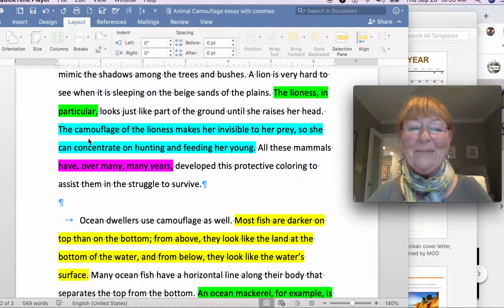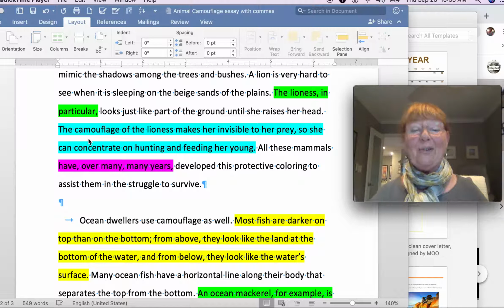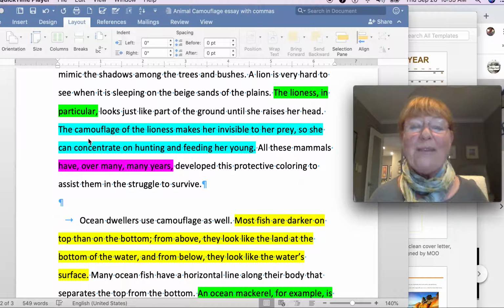More green here. The lioness, comma, in particular, comma. Once again, you've put some words in between the subject and the verb. The subject is the lioness. The verb is looks. And you threw in particular in between those. When you put those words in the middle of a sentence, separate them with commas.